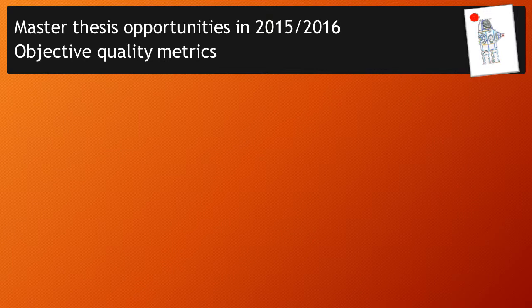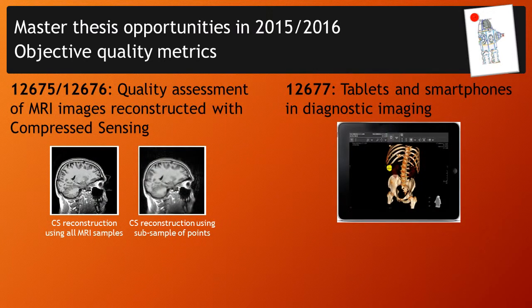In the area of objective quality metrics, we have 2 topics in medical imaging. As shown on the left, we'd like to study how well existing assessment algorithms work for MRI images acquired with compressed sensing technology. On the right, we'd like to study the use of different metrics that will quantify the image quality of medical images displayed on tablets and smartphones. This thesis topic is together with AGFA Healthcare.